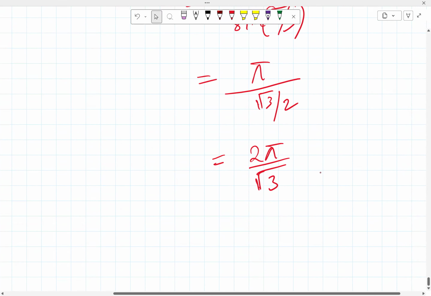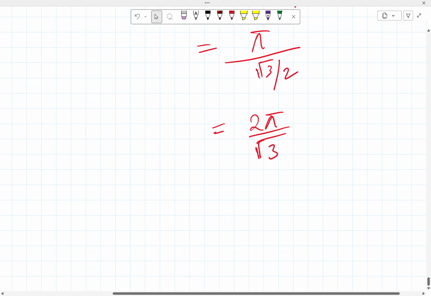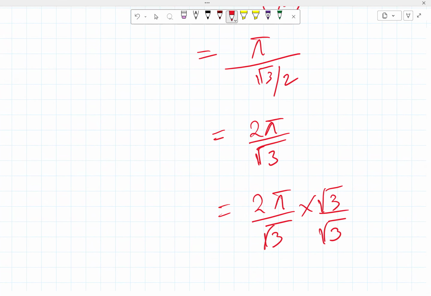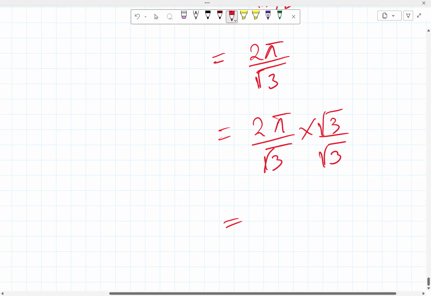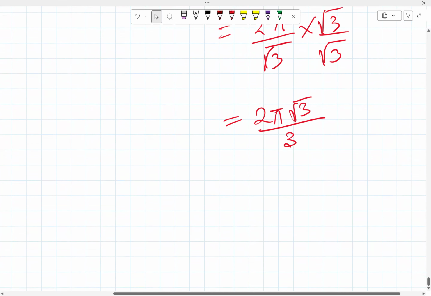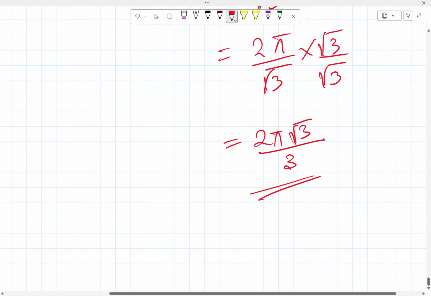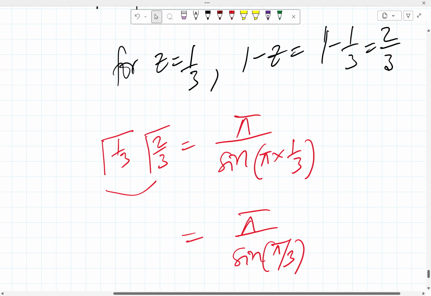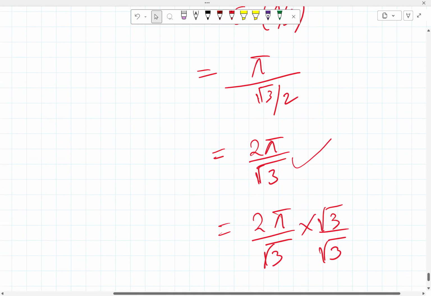So we can have it this way, or we can rationalize. So that's 2 pi all over root 3 times root 3 all over root 3. So that means we have 2 root 3 pi, or to avoid confusion, 2 pi root 3 all over 3. Root 3 times root 3 is 3. So we can have it this way, or better, we can leave it this way also. So that's problem 9 right there.